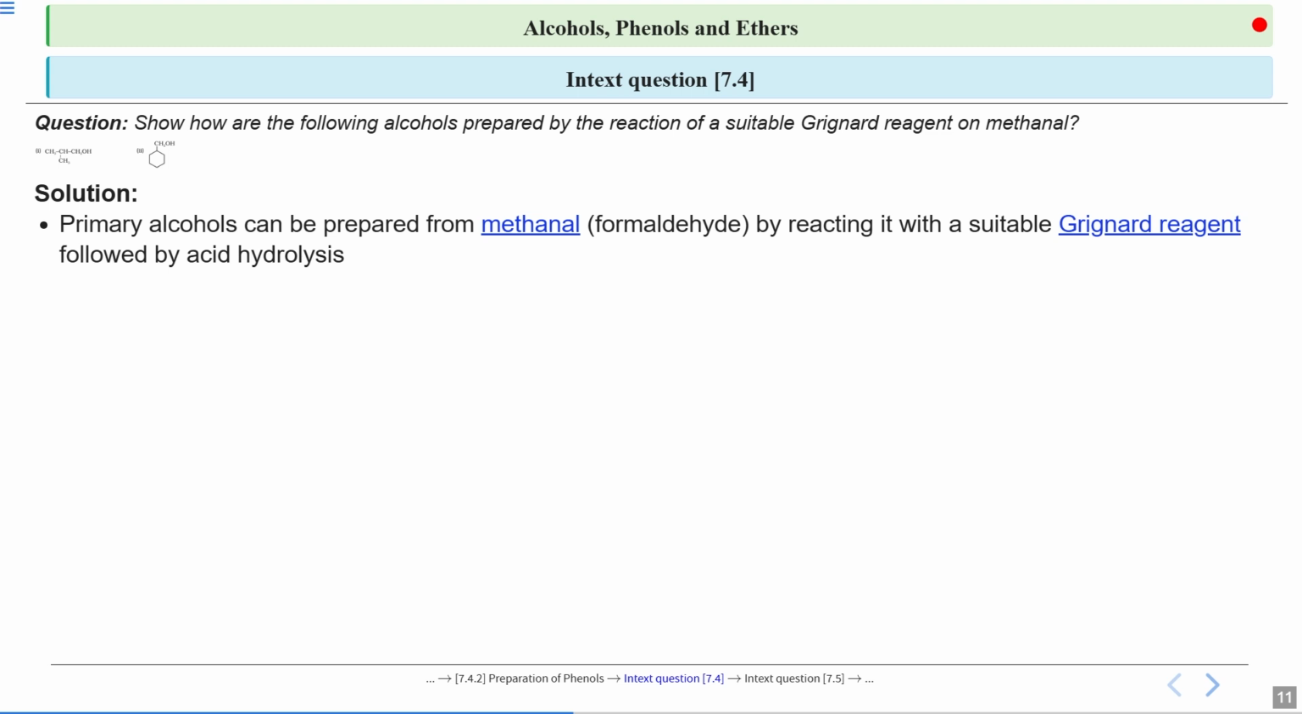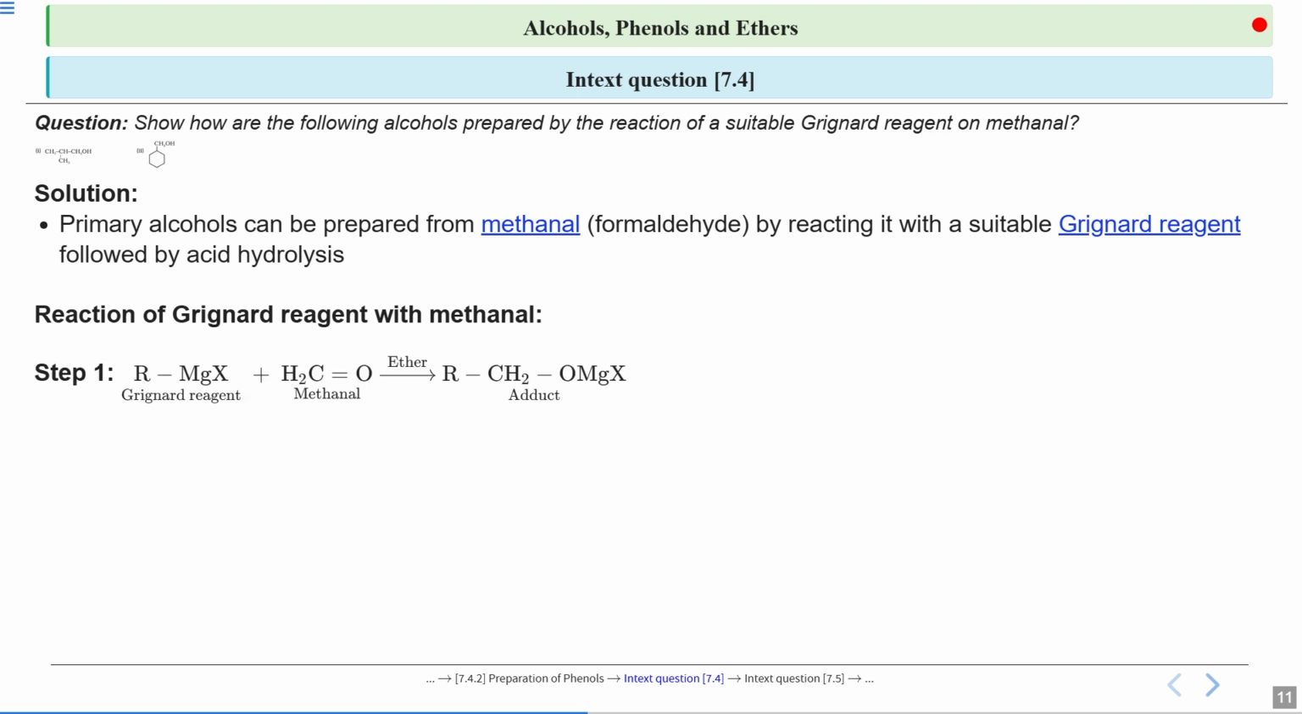So in this case, the question says you have to react it with methanol. Methanol is a formaldehyde, you all know. So primary alcohols will be prepared when you are reacting it with a suitable Grignard reagent. And then the reaction with the Grignard reagent is followed by acid hydrolysis. Hydrolysis means hydro is water and lysis is breakdown. That means you are breaking a compound in the presence of water. That is called hydrolysis. So first we will see the reaction of a Grignard reagent with methanol.